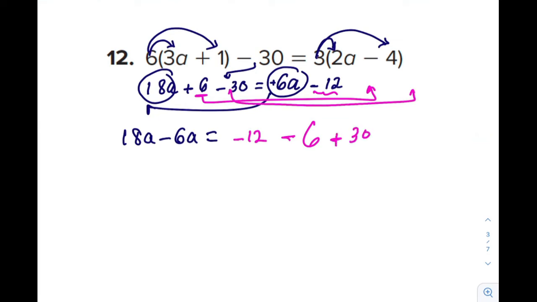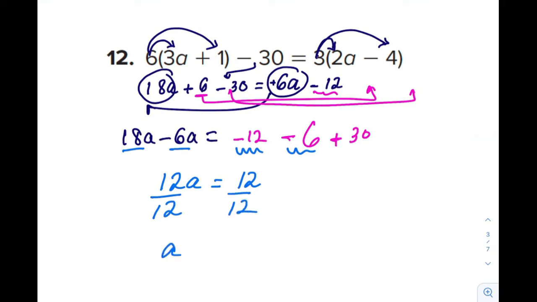And now we will simplify. 18a minus 6a, 12a. Minus 12 minus 6 is minus 18. Minus 18 plus 30 is 12. And the last step will be divide both sides by 12. A equals to 1. This is our solution.